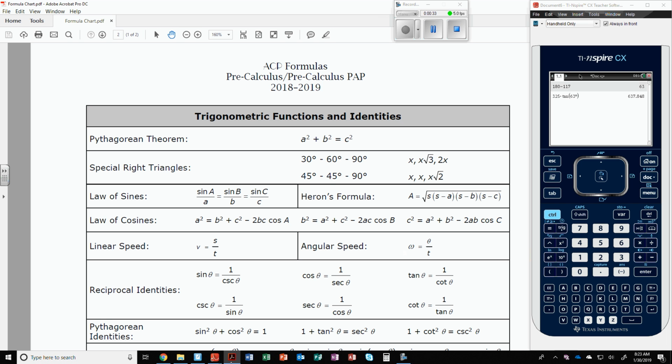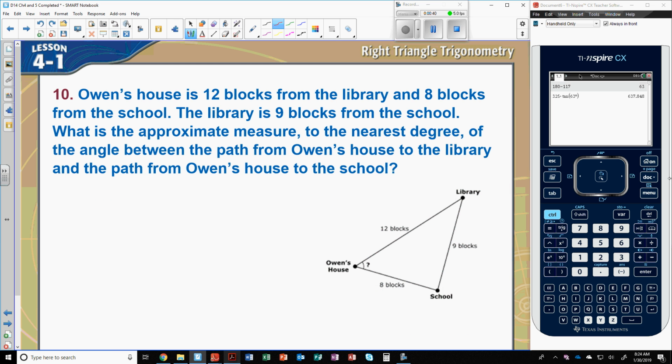So here's the formula I'm going to use. You can choose any of the three. I'll just use this one. I'm going to say Owen's house is angle A. That's what I'm looking for. I'm going to put an A here. And so the formula is a squared equals b squared plus c squared minus 2bc times the cosine of A.